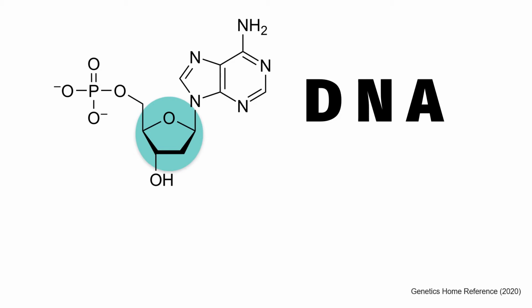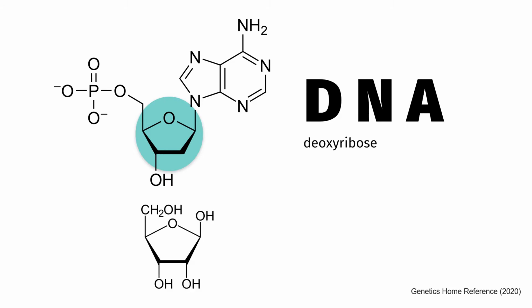DNA, as its name implies, is a nucleic acid based on the sugar deoxyribose. The other type of nucleic acid present in organisms is ribonucleic acid, or RNA, which is based on ribose instead. The difference between the two sugars is that ribose has an extra hydroxyl group at carbon 2, while deoxyribose does not.